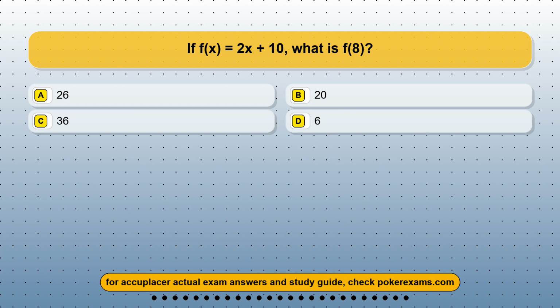Question 5. If f(x) equals 2x plus 10, what is f(8)? Option A, 26. Option B, 20. Option C, 36. Option D, 6.